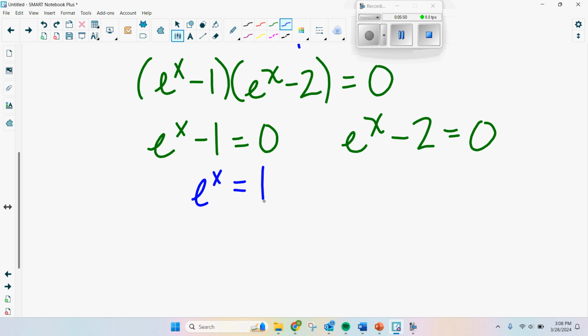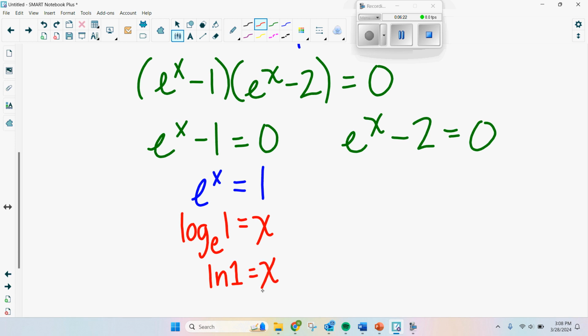Now, there are different ways to think about this. Some people think about taking the log to make it cancel out. Some people think about rewriting this in log form. Since I have an x stuck in my exponent, the way to get the x out of the exponent is to rewrite this in log form. So if I rewrote this in log form, it would be log base e of 1 equals x. Remember though that log base e is the same thing as natural log. So the natural log of 1 equals x.